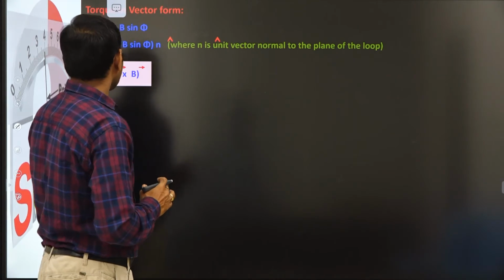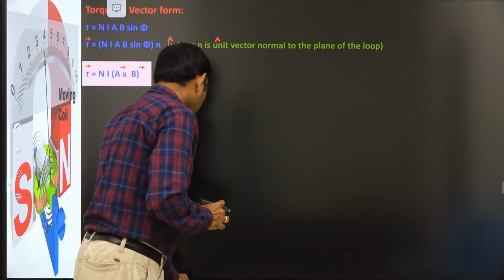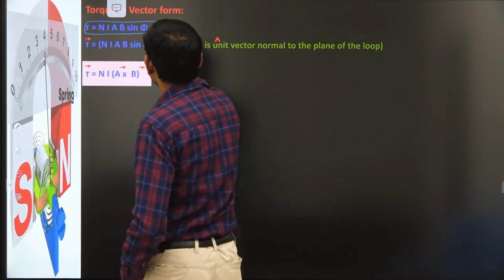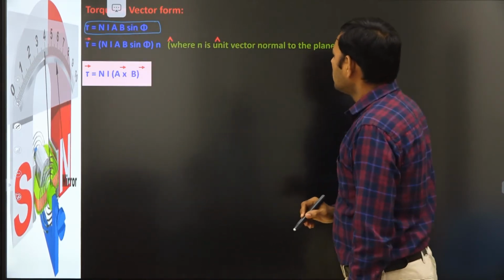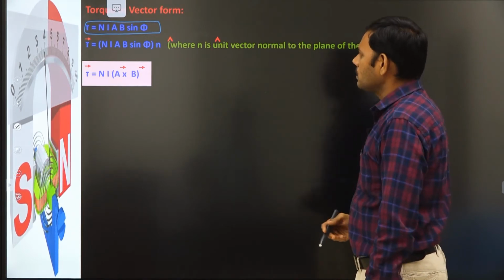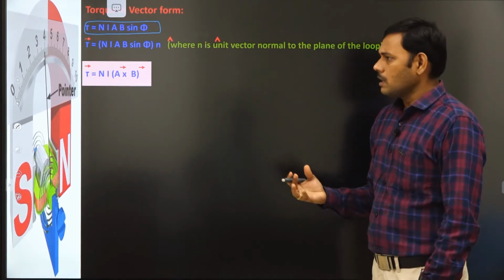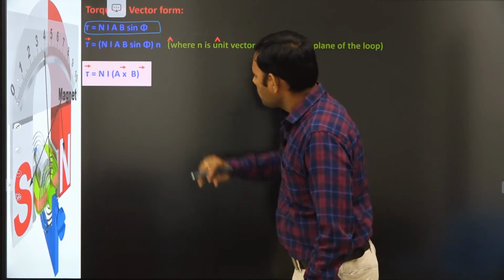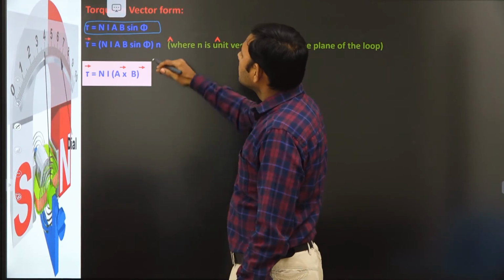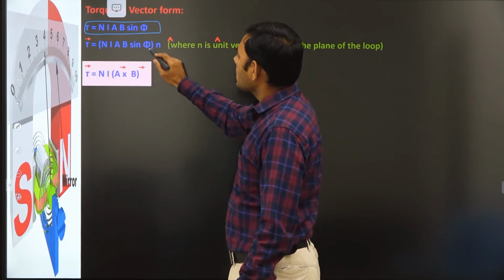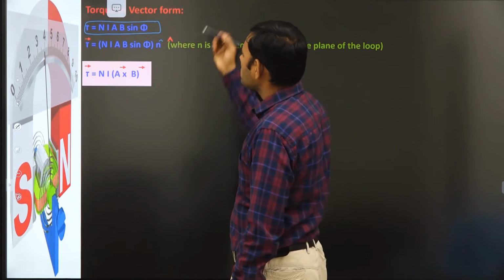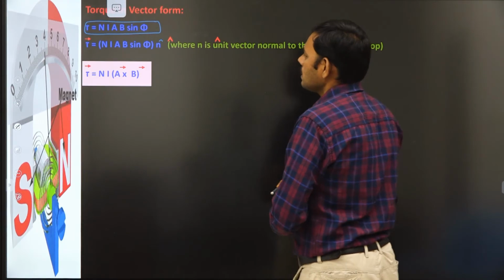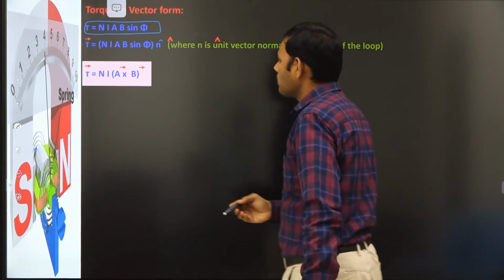Next discussion. Finally, we may assume the torque acting on the coil is NIAB sin pi, where pi is the angle between the normal to the face of the coil, or area vector of the coil, and the magnetic field. Or in vector form, NIAB sin pi into n cap, where n cap is the unit vector. Then torque is NI into A bar cross B bar.